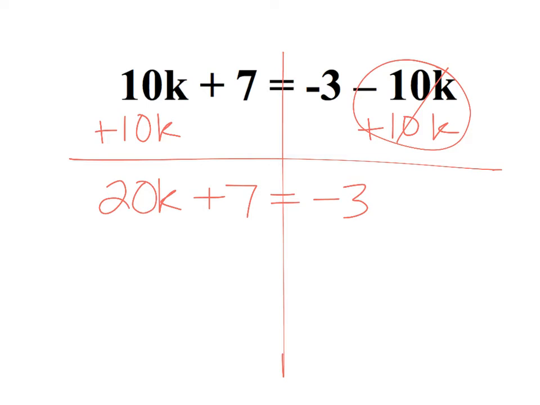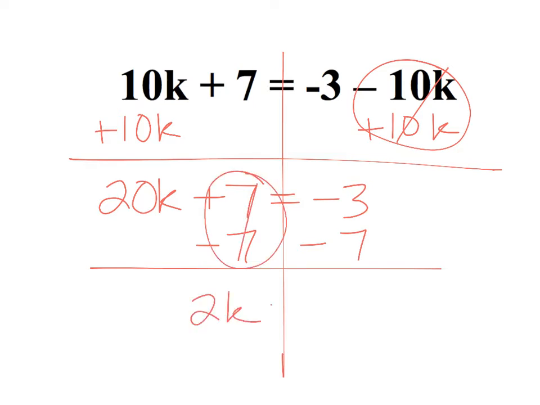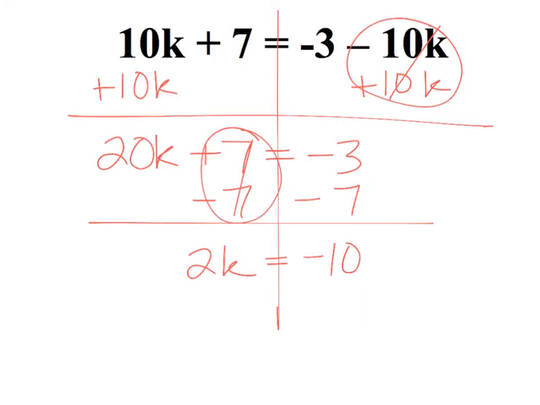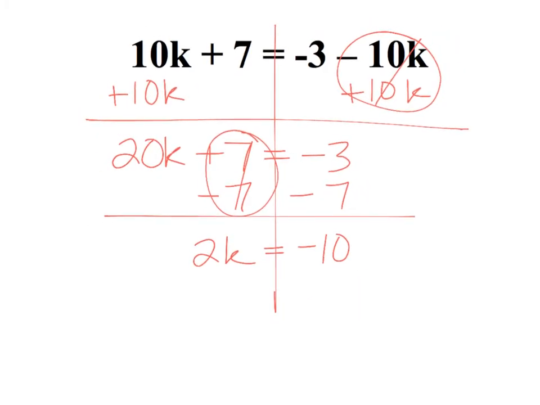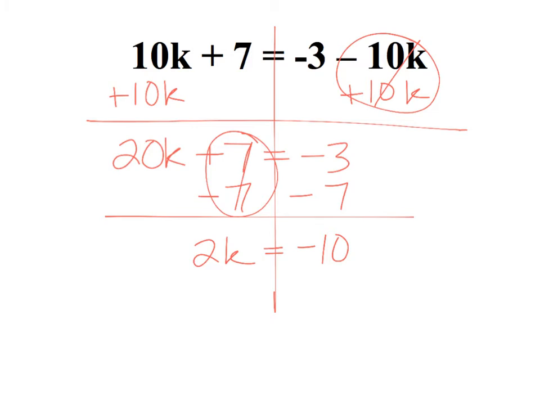What should I do next, Lillian? I'll pronounce more clearly. So 20k is equal to negative 10. Is it the same thing? And then we do what, Muhammad? Divide 2 on each side. So k is equal to negative divided by positive is a negative. How do you get 2?